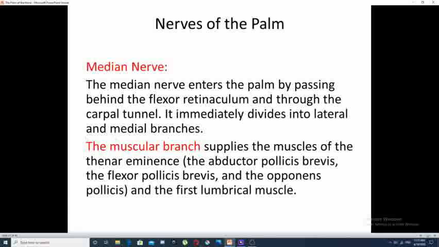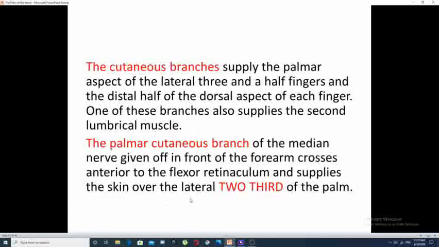Muscular branch of the median nerve. It supplies the muscles of the thenar eminence, which means abductor pollicis brevis, flexor pollicis brevis, and opponens pollicis, and the first two lumbrical muscles. It has a cutaneous branch which supplies the palmar aspect of the lateral 3.5 fingers.